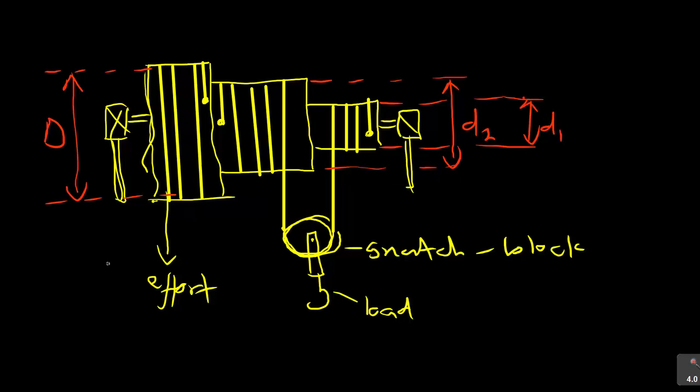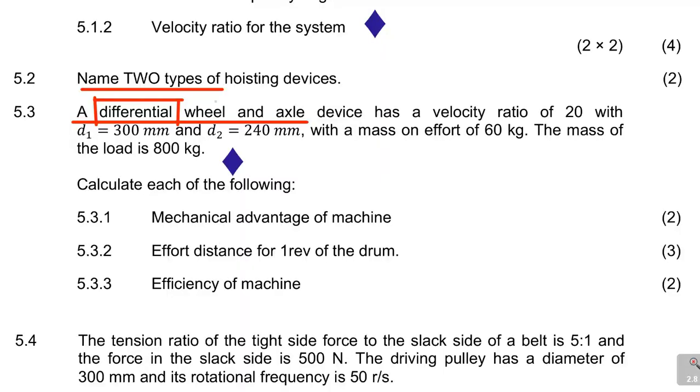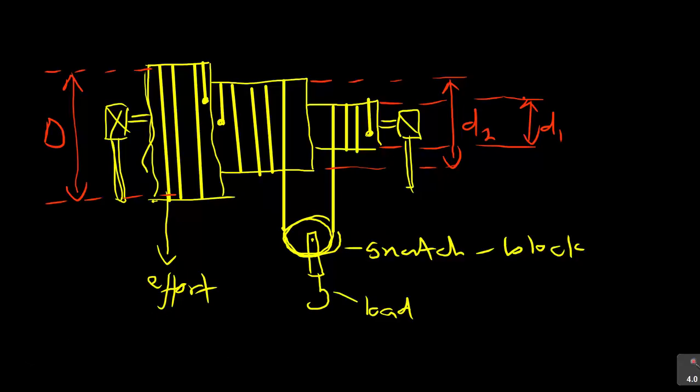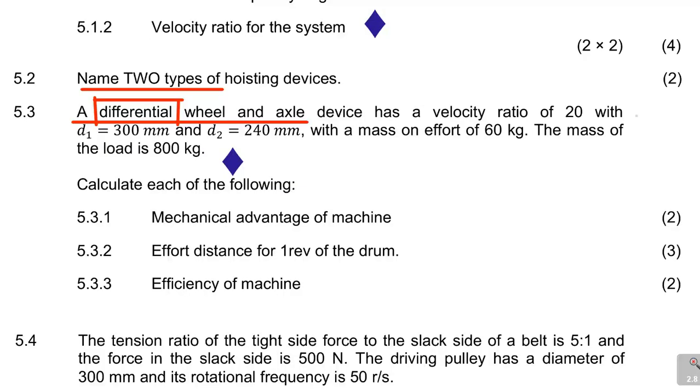So remember that. Now when the question says a differential wheel and axle has a velocity ratio of 20, when they talk about the velocity ratio, I'm going to write that information down, to say VR is equal to 20 for this wheel and axle. Just the information we need.